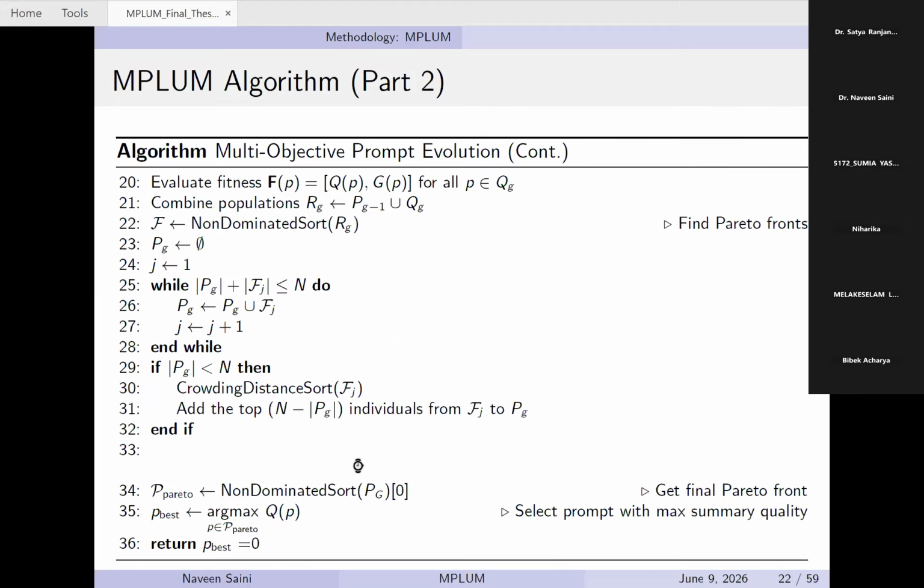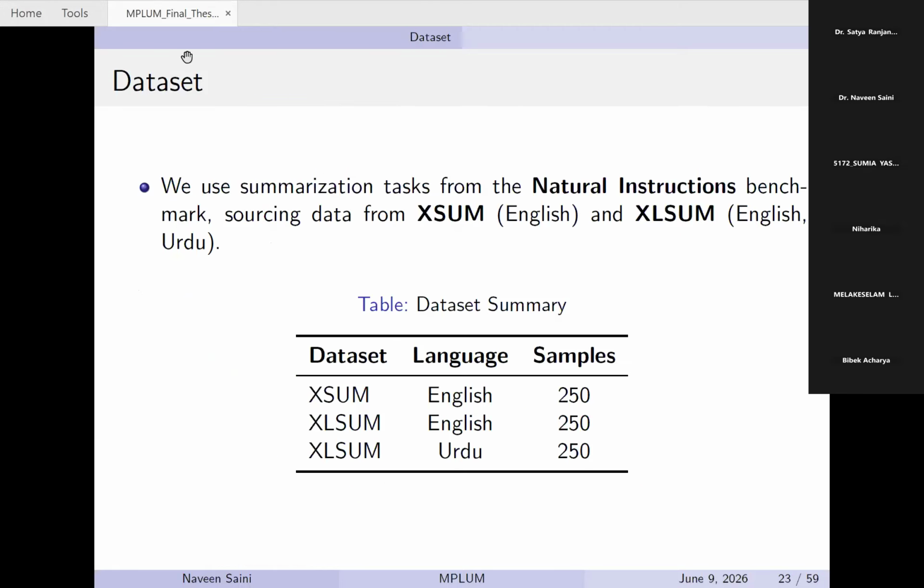Now regarding the evaluation, we have chosen the summarization task. Already some data sets are available along with the natural instructions. So first data set is the XSUM, another is the XLSUM. XSUM is only in the English language, but XLSUM covers English and Urdu and many other languages. So first we evaluated the performance of the task on the English language, then on the Urdu language. For each data set, I think more than 1,000 samples are available, but we have chosen only 250 samples from every data set.